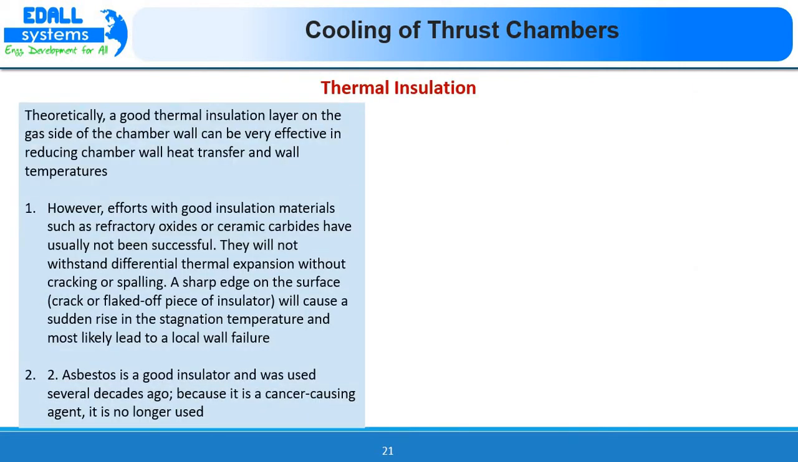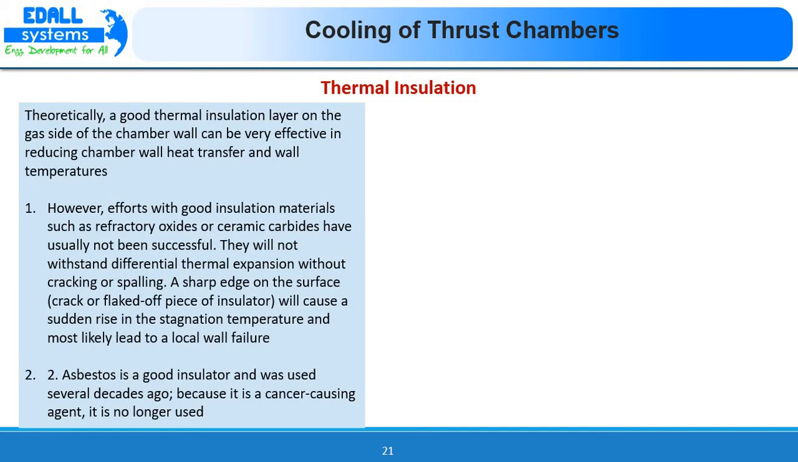And the next one, that is thermal insulation. Theoretically, a good thermal insulation layer on the gas side of the chamber wall can be very effective in reducing chamber wall heat transfer and wall temperatures. However, efforts with good insulation materials such as refractory oxides or ceramic carbides have usually not been successful. They will not withstand differential thermal expansion without cracking or spalling. A sharp edge on the surface, that is a cracked or flaked off piece of insulator, will cause a sudden rise in stagnation temperature and most likely lead to a local wall failure.